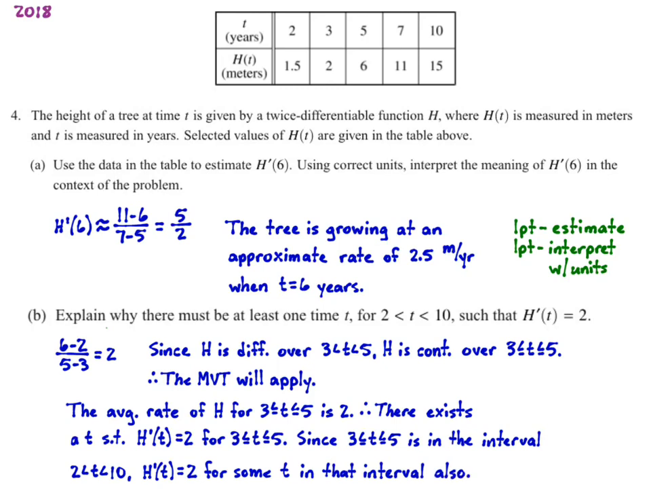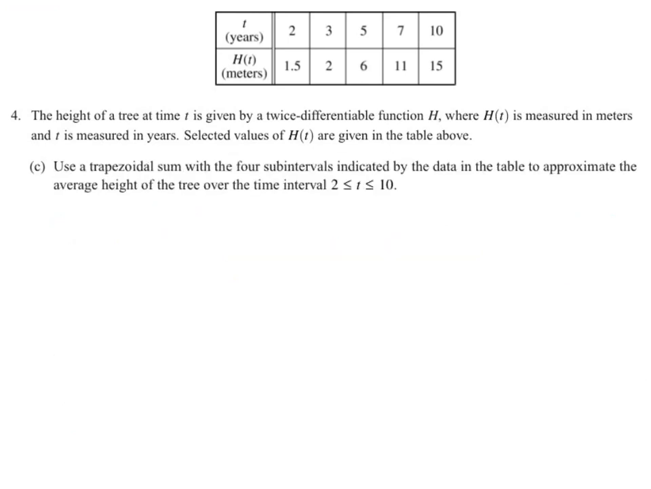All right, points for this: you're going to get 1 point for your difference quotient. 1 point for this here, finding that place where the slope is 2, and then 1 point for your answer with your justification. And again, you have to use the mean value theorem, which means you have to state that the function is differentiable and continuous.